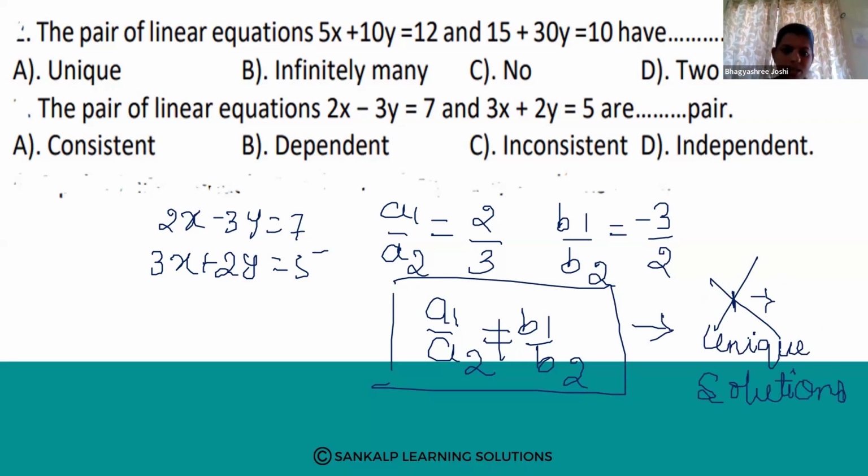Okay. So if it has unique solutions, then the pair is consistent. Okay, pair of lines are consistent pair. If lines are coincident, then it is dependent. If lines are parallel, then inconsistent. Okay.